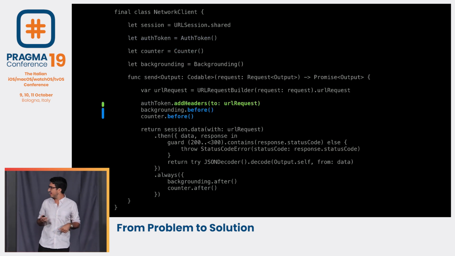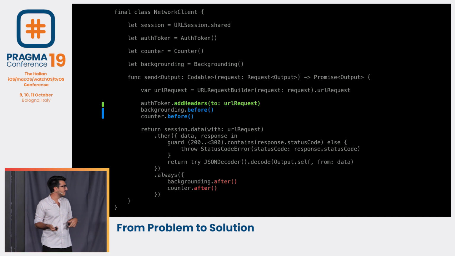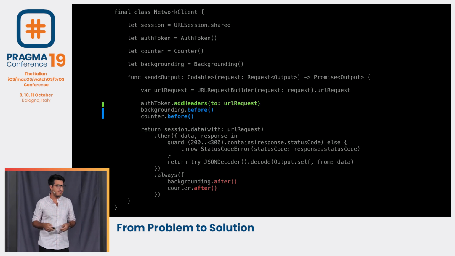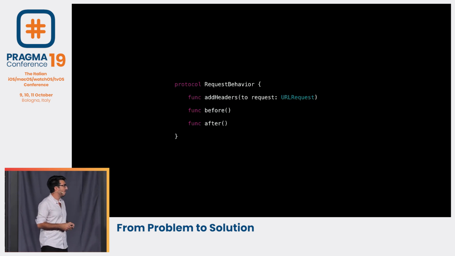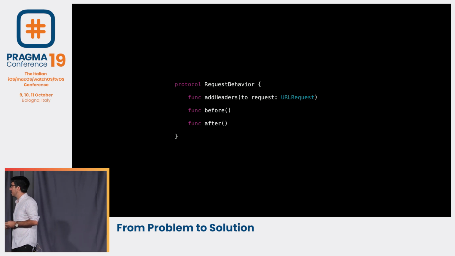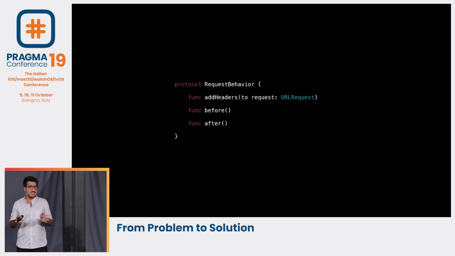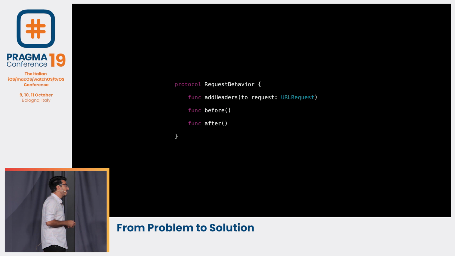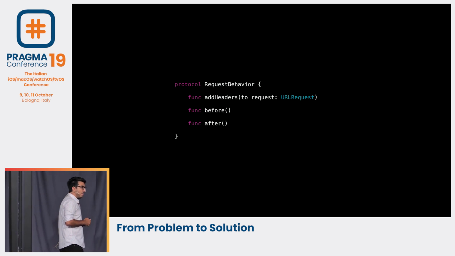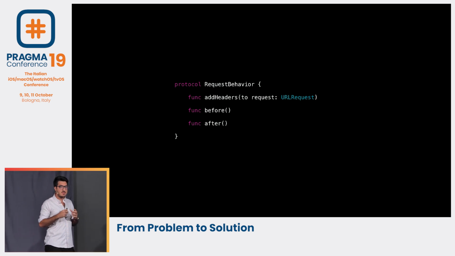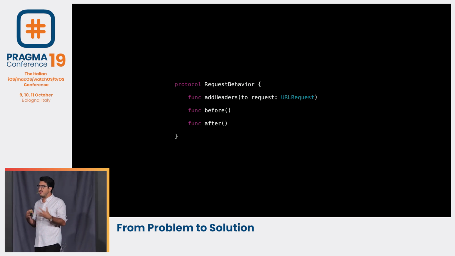And you say, wow, I've got some shared methods here, some shared concepts. Maybe I can turn this into a protocol. So you turn it into a protocol, call it request behavior maybe. And this is pretty good. Honestly, I did this for a year or a year and a half. But there are some problems with it, and it doesn't necessarily solve every issue that we have.